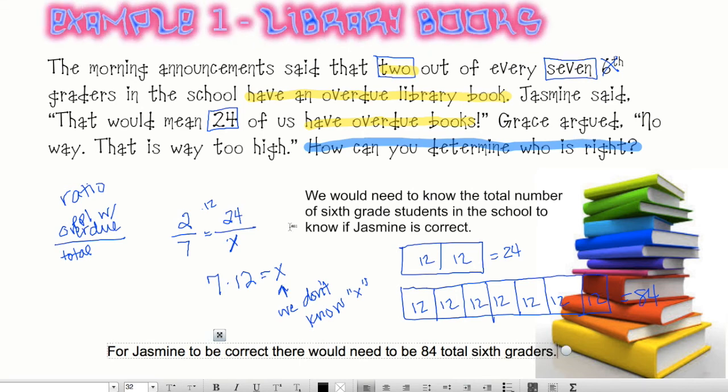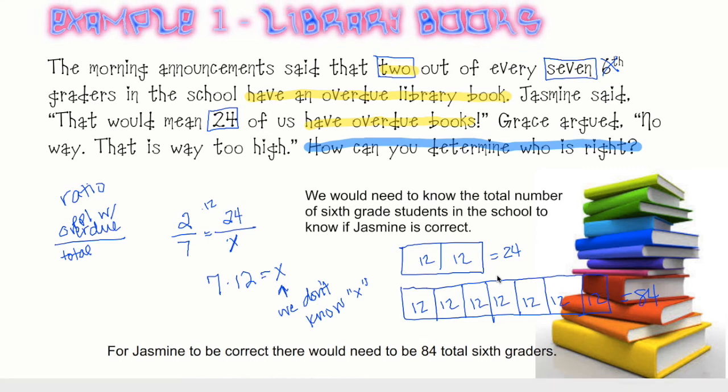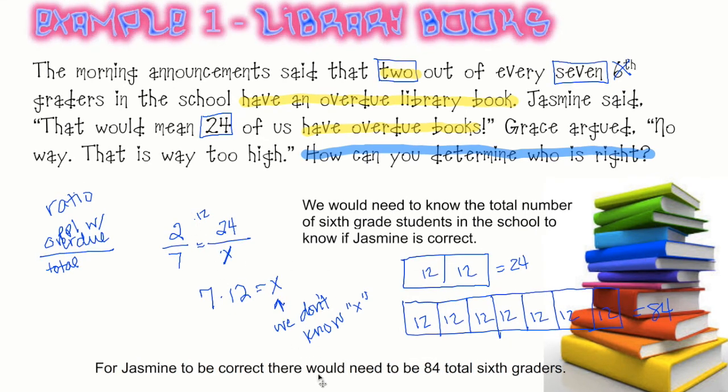Right, so we can even find that missing value by using the tape diagram and by using some math. So here we said that mathematically we know that 2 times 12 gave us 24, and I know that in order to stay equivalent, whatever I do to the number of students with overdue books, I have to do to the students in total. And I know that 7 times 12 would give me 84.